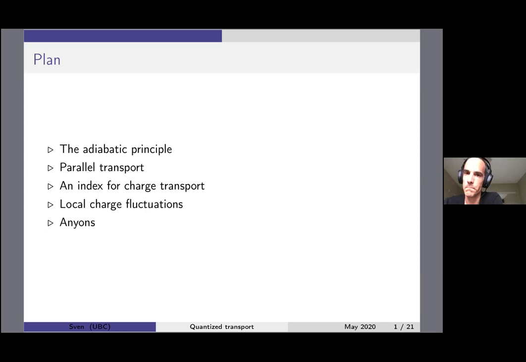I'll come to this and describe, for those of you who don't know what anyons are, I'll also describe a little bit what they are.